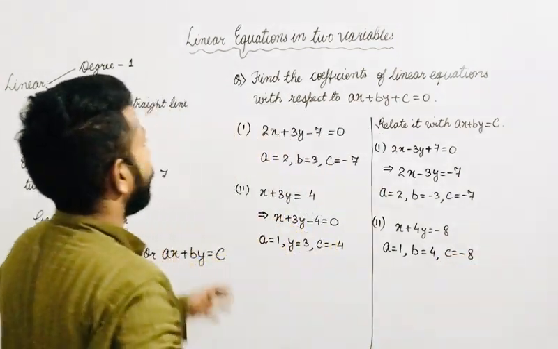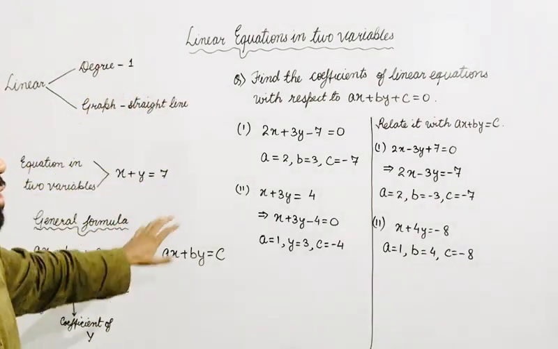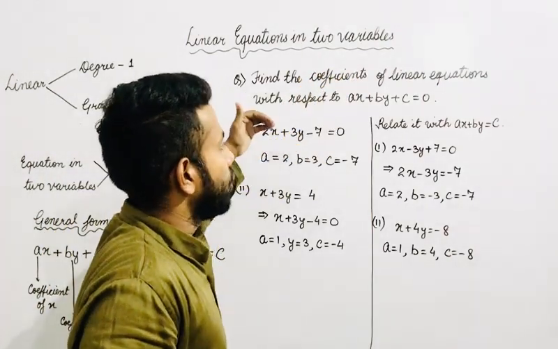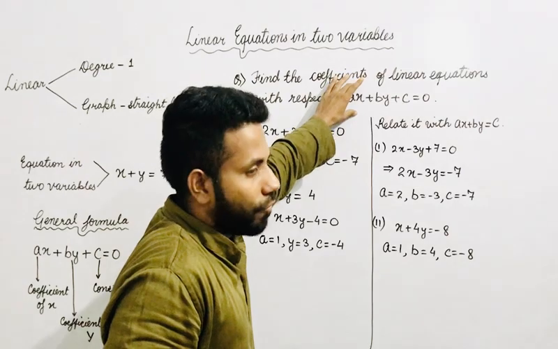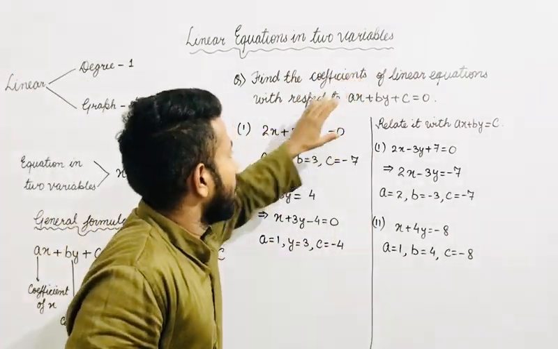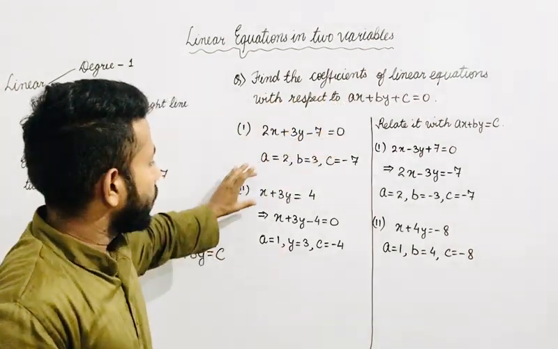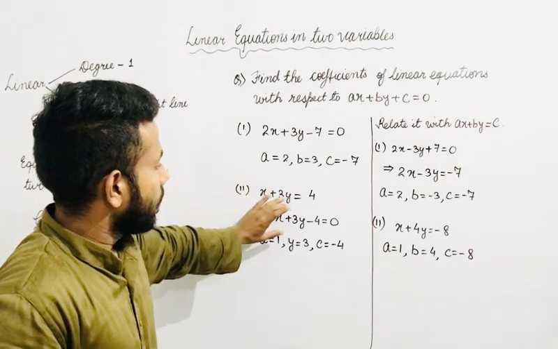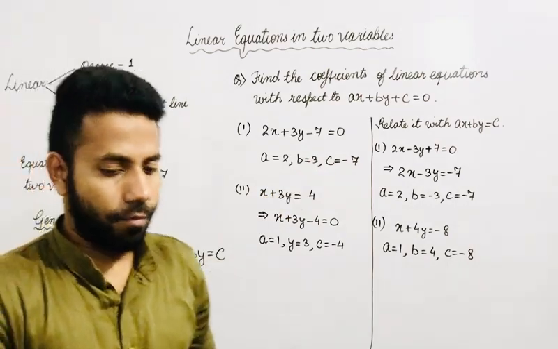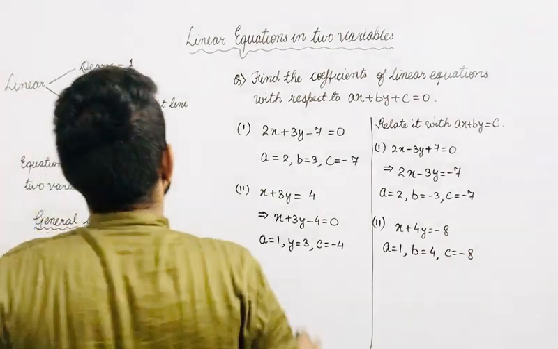This is how you find the coefficients of a linear equation in two variables, comparing it with the general formula. If this general formula is given and it is asked to find the coefficients in comparison with it, what you need to do is convert the equation in this format. If the equation is already in this format, you don't need to change it. But if the equation is not, you need to convert it into this format and then find the coefficients. Now the next topic that we are going to do is slope of a linear equation in two variables.